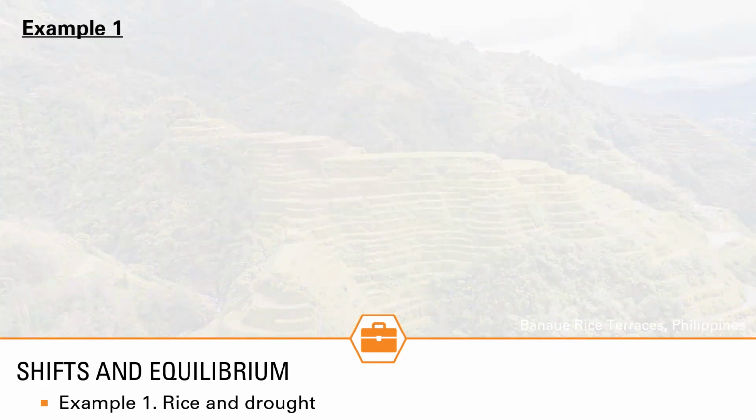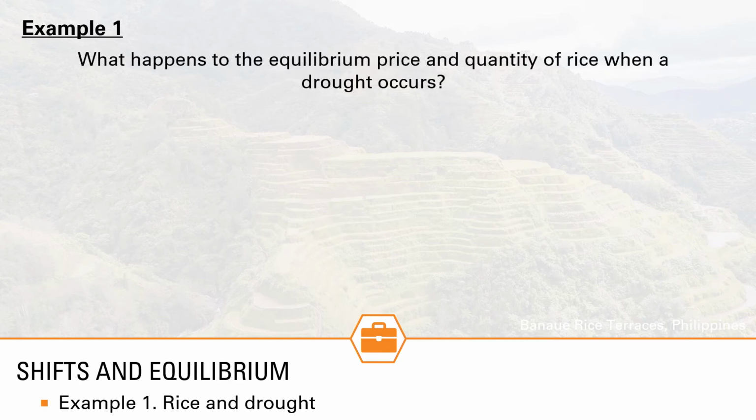Consider this scenario. What happens to the equilibrium price and quantity of rice when a drought occurs? We talked about droughts before in some of the modules that we did. So what happens to price and quantity if the drought occurs? The first thing we need to do is identify which curves we are going to shift. Is it the demand curve or is it the supply curve?